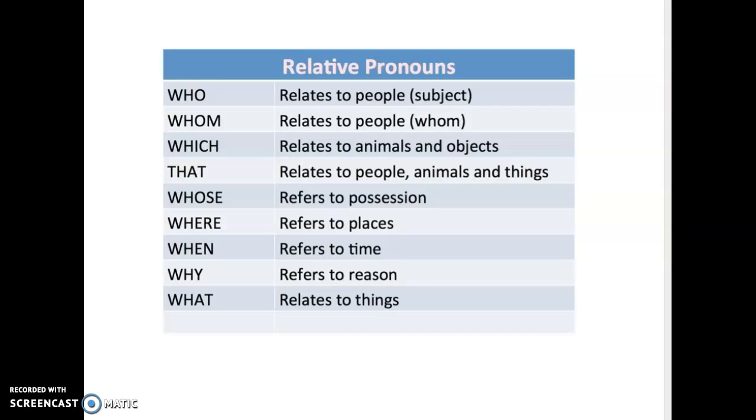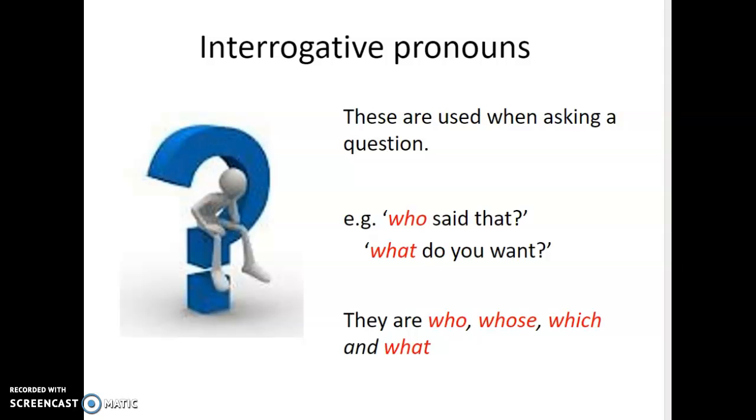Okay, so the final one is interrogative pronouns. Now we've already talked about interrogative sentences, so hopefully you know by now that it involves a question. So all an interrogative pronoun is are the pronouns that are used when a question is being asked. So examples are who, what, whose, and which. So who said that? What do you want? So these are examples of interrogative pronouns.